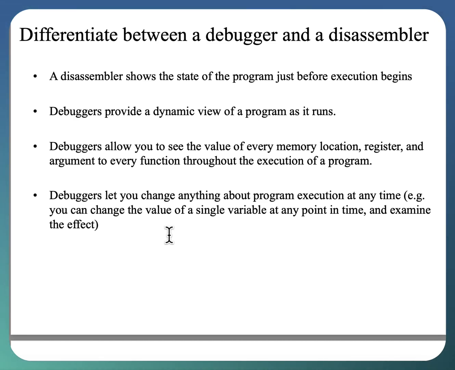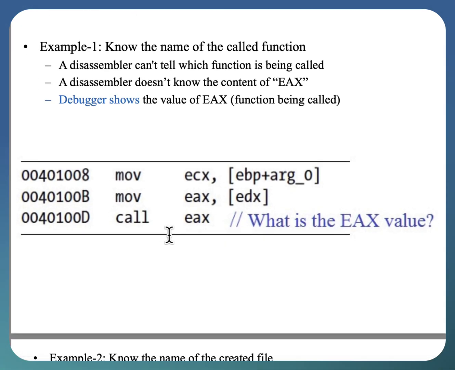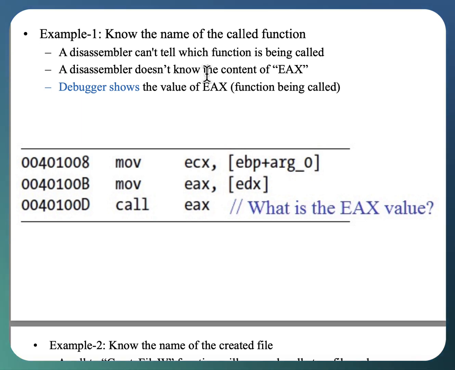So for example, in this example here, a disassembler cannot tell which function is being called. A disassembler doesn't know the content of EAX. A debugger shows the value of EAX. So in this situation here, if you're just using the disassembler, you see the assembly code.